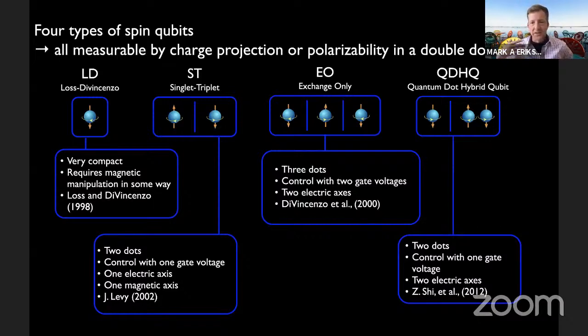What that means, of course, is that you can take qubit state information and map it onto a charge difference, depending on which state you're in, or map it into a polarizability difference, depending on which state you're in. If you do either one of those things, you have the ability to measure the qubit and to do so relatively rapidly. And that's really what I'd like to focus on today.